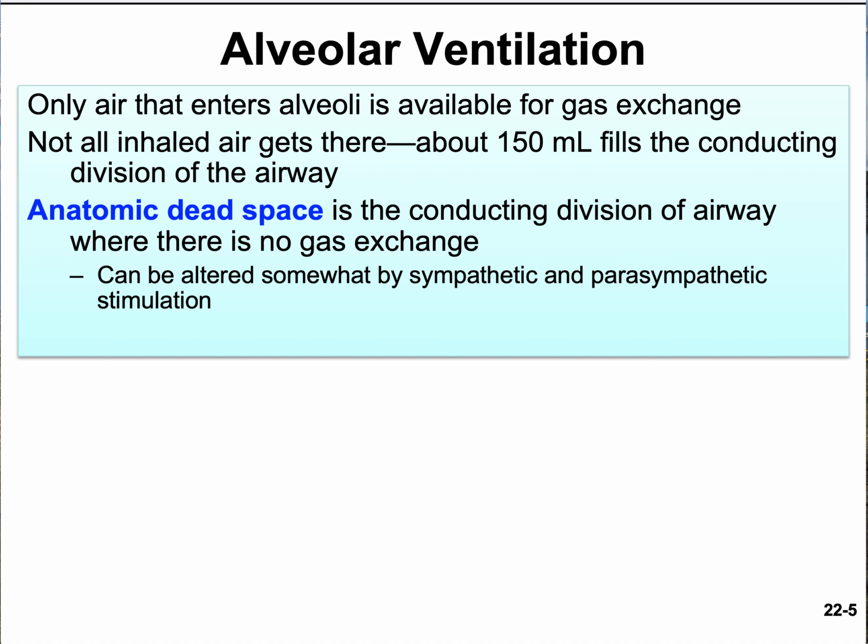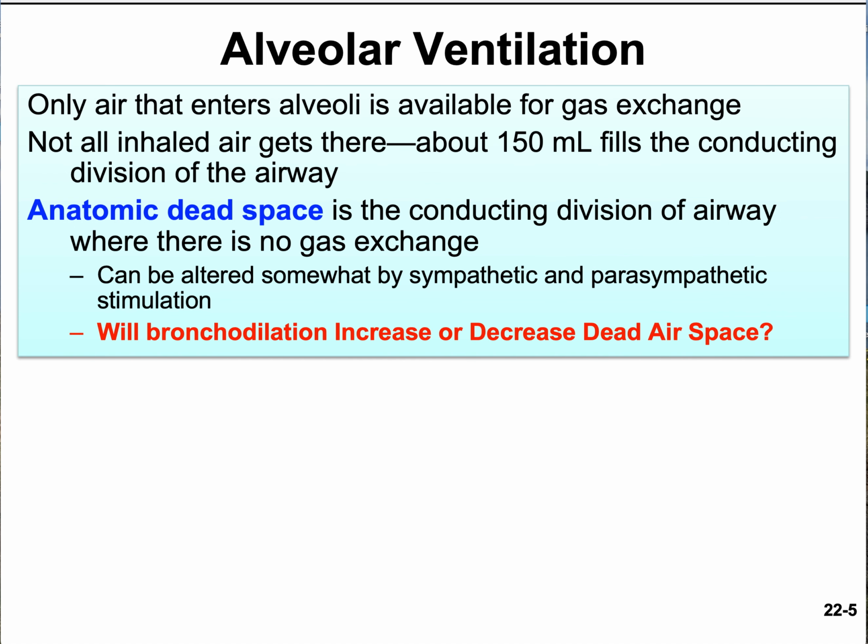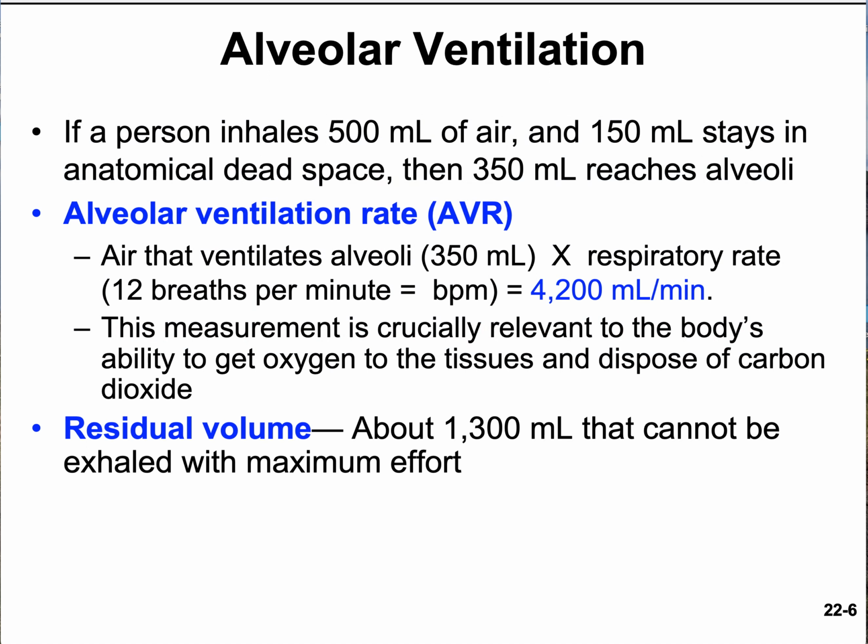So this dead air space, we've said already, can be altered by innervation and by the constriction, by the bronchodilation or bronchoconstriction, okay, that we just talked about. So that would increase or decrease the dead air space. If you have bronchodilation, is that going to increase or decrease the dead airspace? Bronchodilation sounds like a good idea when you're exercising, but in fact it increases the dead airspace. So you can get more air in and out, but you also leave more in between. You also leave more in the dead airspace in between.